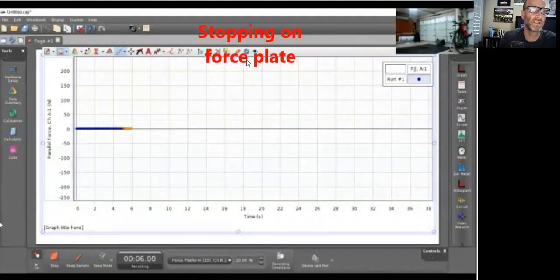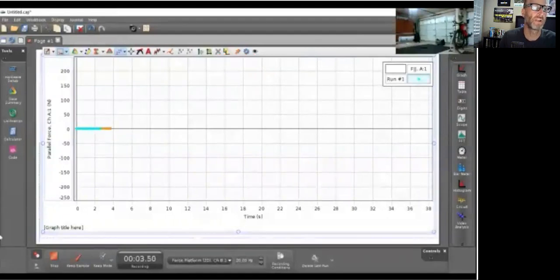This is stopping on the force platform. So now I'm going to walk along and stop on the force platform. And look at those ground reaction forces. Beautiful. All negative. Why? Because I stopped on the force platform and all the forces were pushing against me to stop my forward movement. They're all negative forces. I only slow down while moving forward, and that would be a negative acceleration and therefore a negative force.